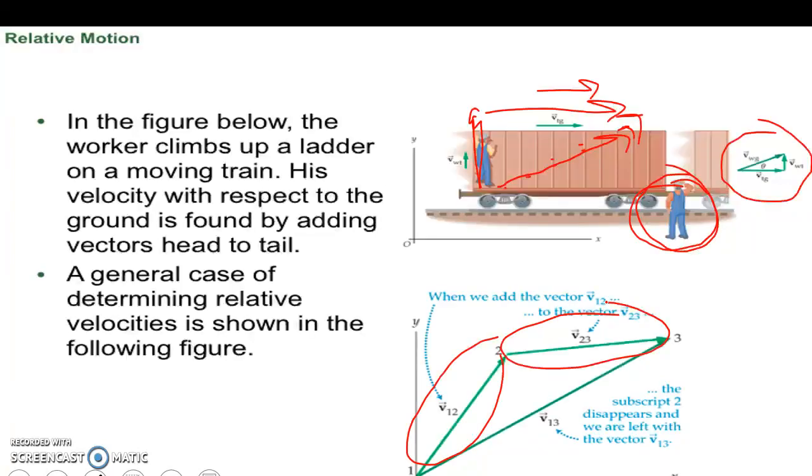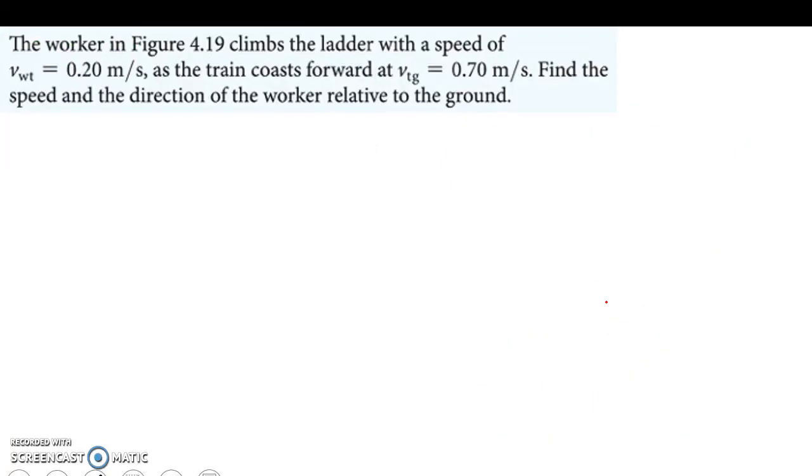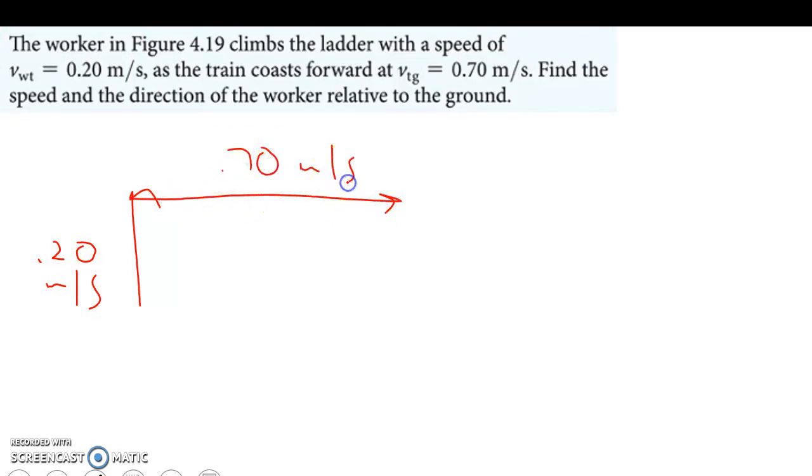So we're going to go back to this and we're going to put some math with it, okay? So he's climbing the ladder, worker to train at 0.2 meters per second. The train is going forward at 0.70 meters per second. So this guy down here is watching this whole thing happen. We want to know what the resultant's going to be. And as you can see, we got ourselves a nice right triangle. We can instantly go to Pythagorean theorem to find this, right?